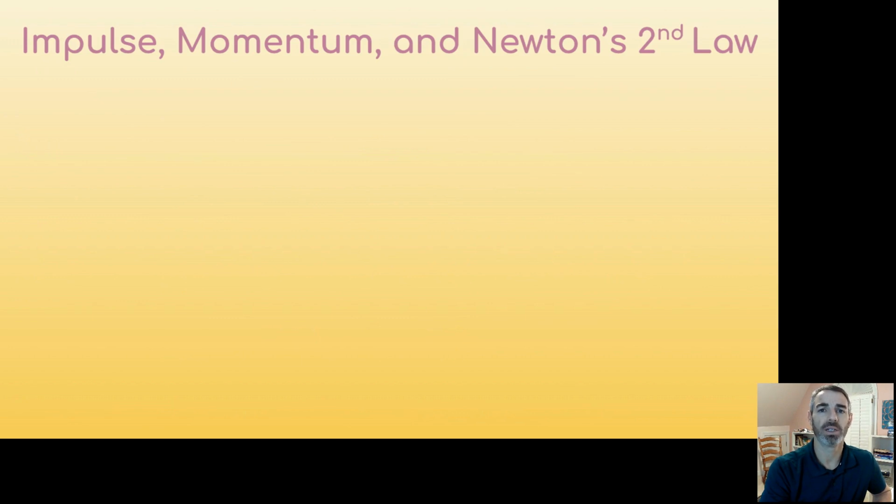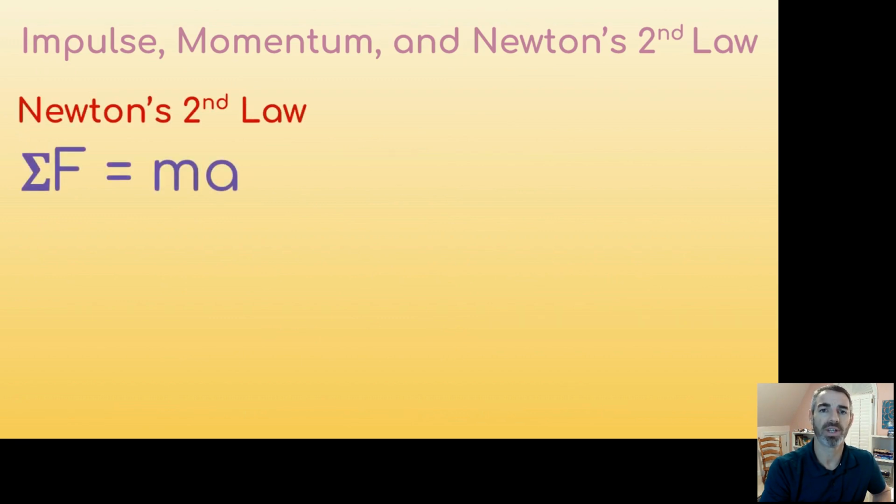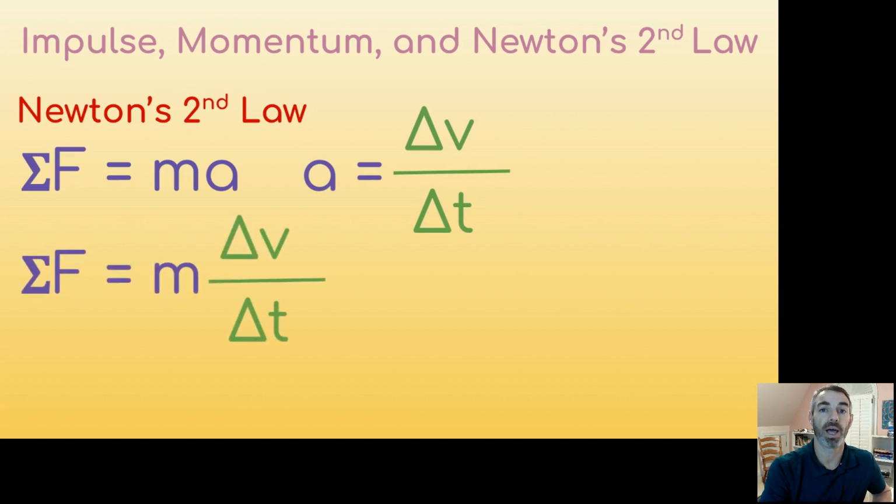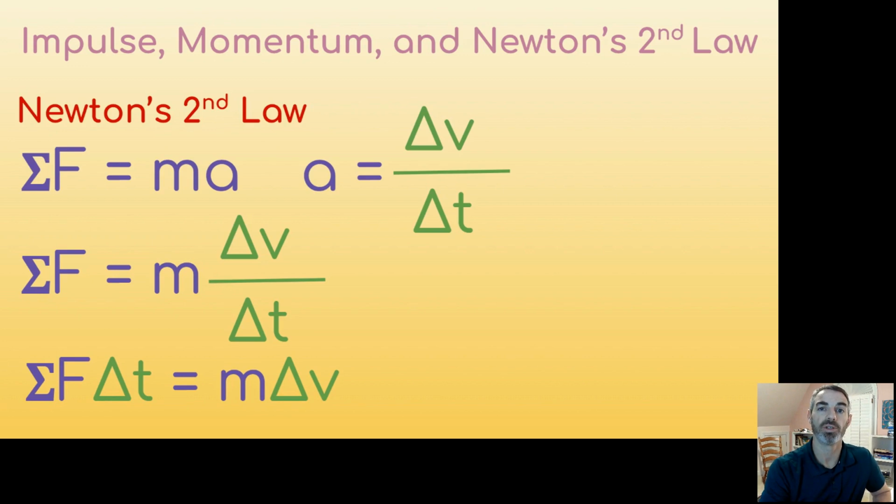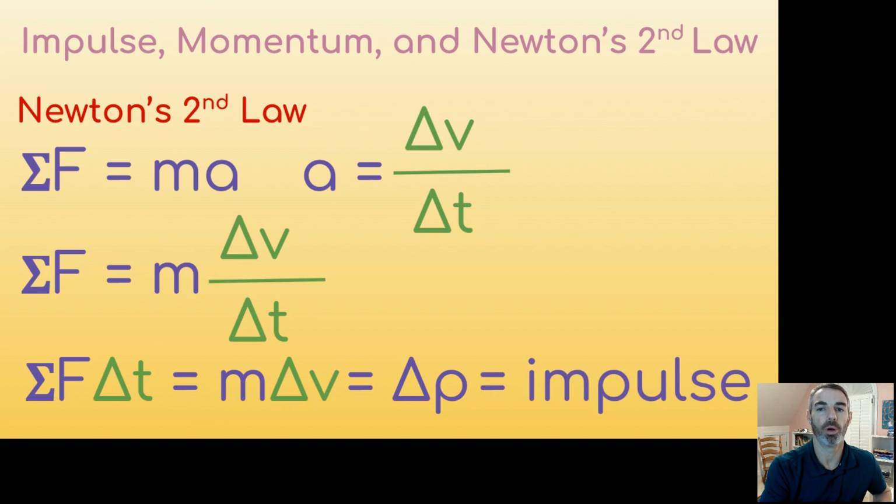So let's look at Newton's second law. Newton's second law is net force equals mass times acceleration. We know acceleration is change in velocity over change in time, so let's substitute that into Newton's second law. If we multiply through each side by change in time, we end up with net force times change in time equals mass times change in velocity. Well, we recognize this as our equation for change in momentum, the equation we just saw on the previous slide. And change in momentum is defined as an impulse. So here's our equation for impulse and change in momentum.